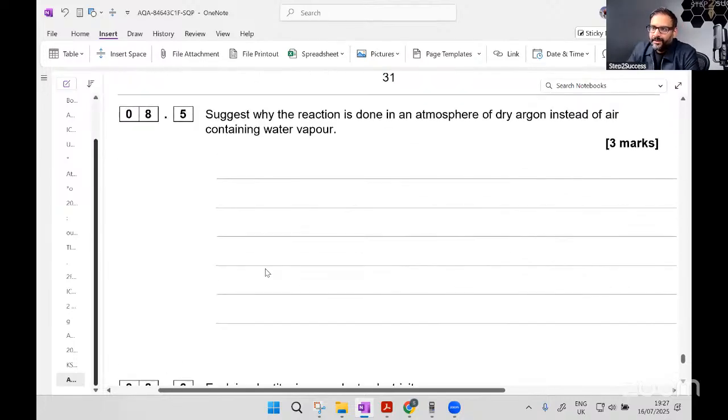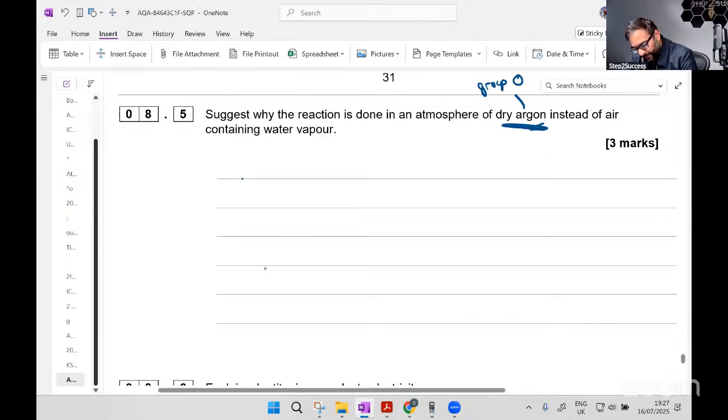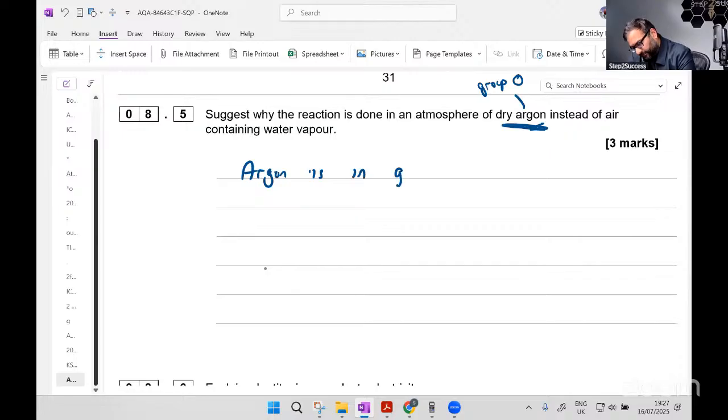8.5, again, I'm just skimming over the questions here, but what do you know about argon? What you should know is that it is in group zero of the periodic table. What does group zero tell you? Group zero is unreactive gases. So argon is in group zero, so it is unreactive.